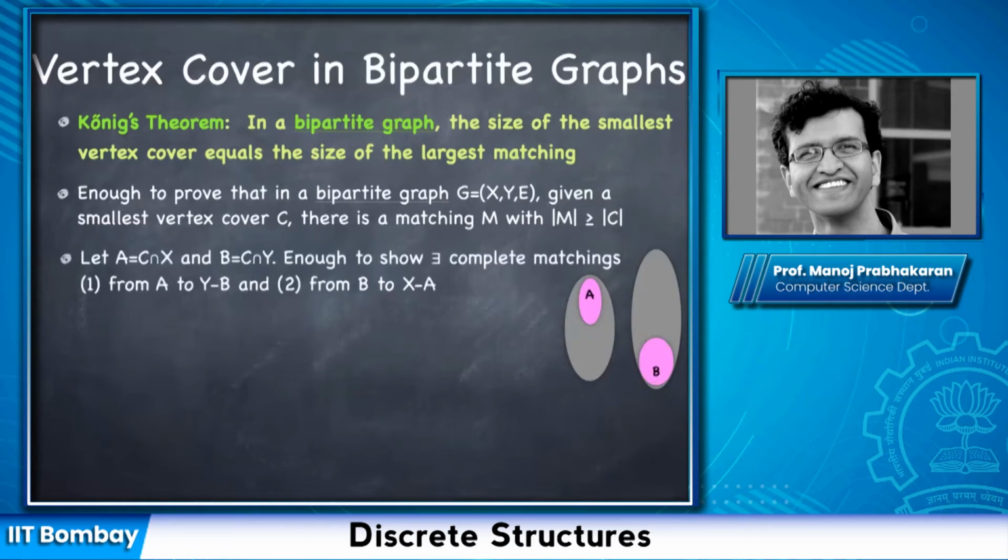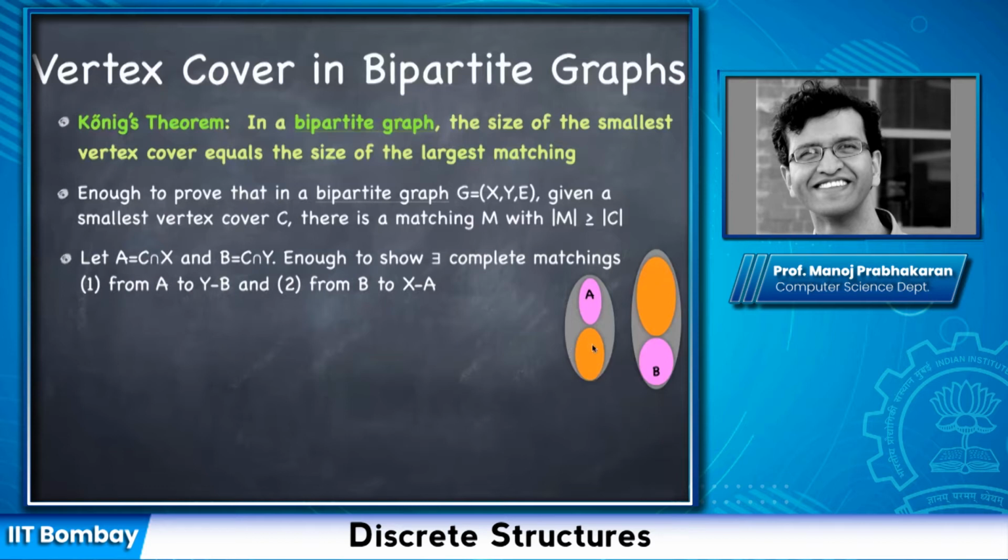So let me call these two parts A and B. A is the part of the cover that is in X, and B is the part of the cover that's in Y. What I'm going to show you is how to build a matching which is as big as this. I'll show you a complete matching from A to the complement of B on the right hand side, and a complete matching from B into the complement of A in the left hand side.